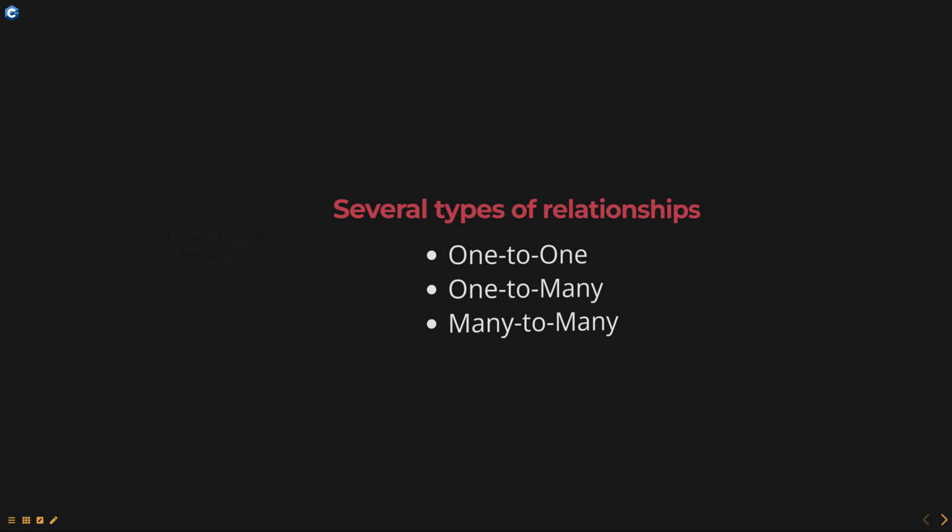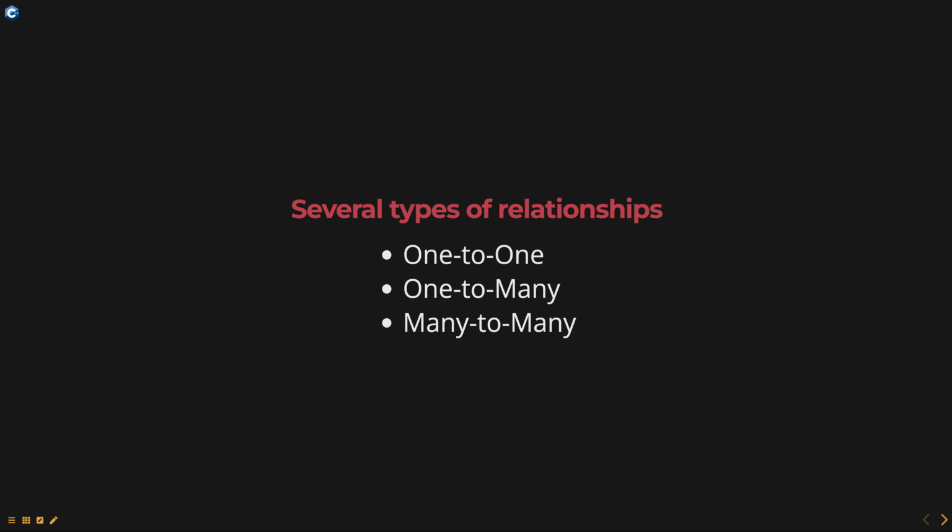There are several types of relationships that can exist among data, including one-to-one. A one-to-one relationship exists between two data elements where each element is related to only one other element. For example, a person can have only one passport.